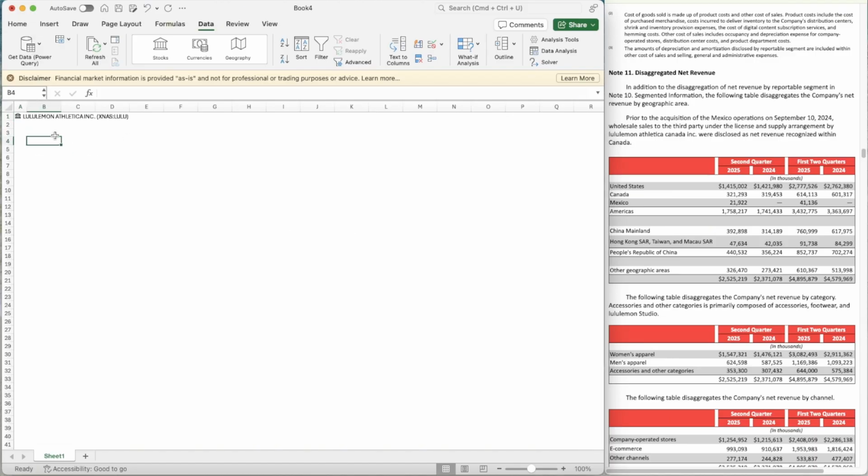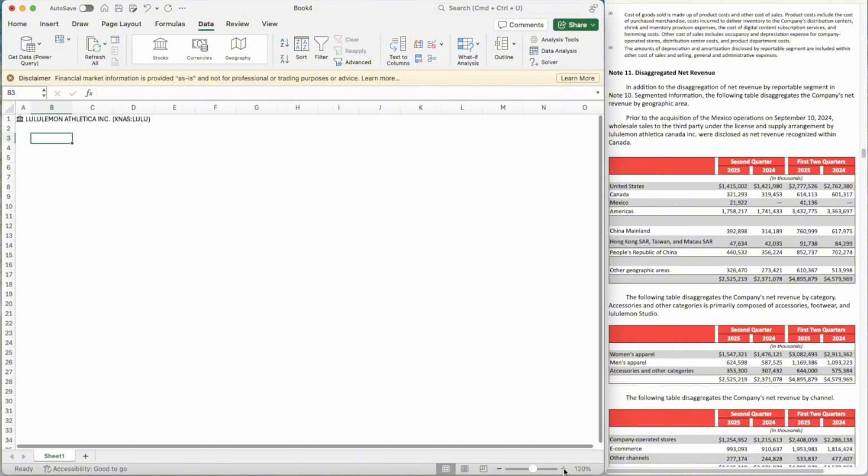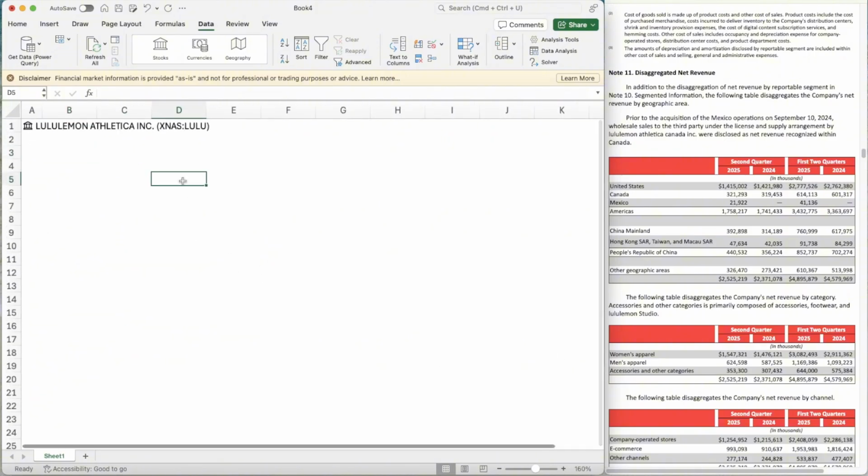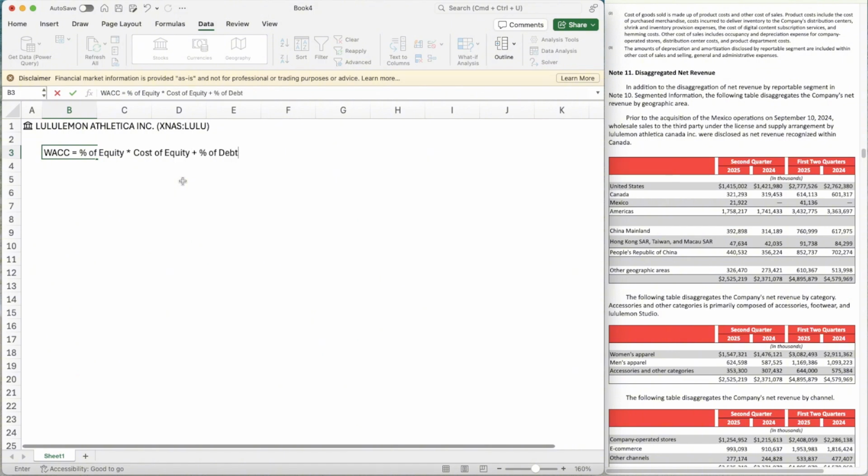And what we need to do is, so what is the WACC? Okay, so the WACC equals the percentage of equity multiplied by the cost of equity plus the percentage of debt multiplied by the cost of debt times 1 minus the tax rate.